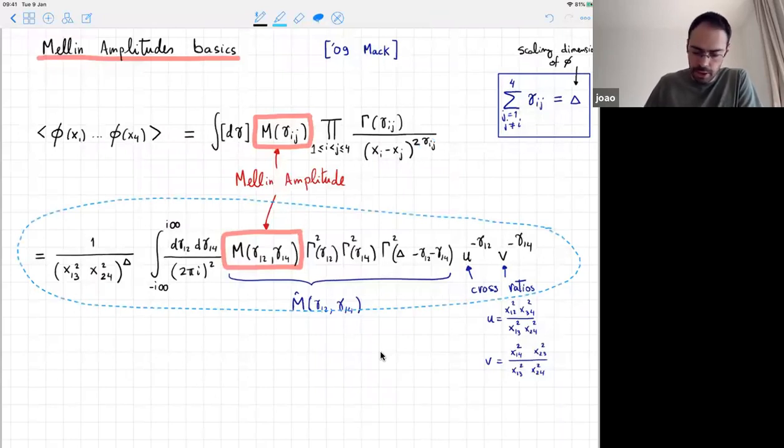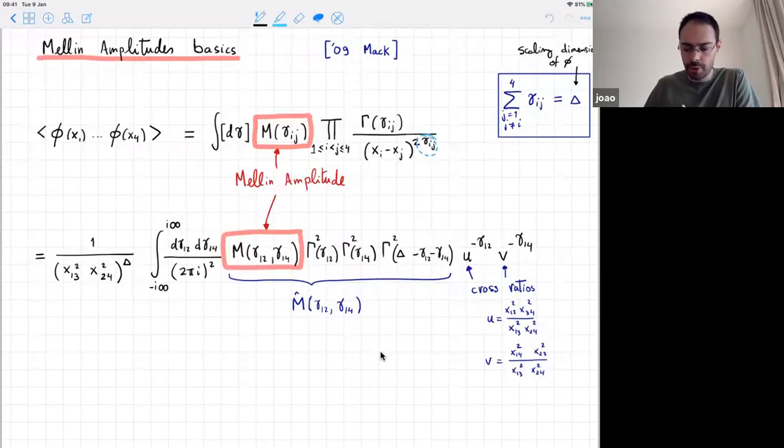Just a quick review. The starting point, you would have 6 Mellin variables because you have 6 distances between points, but conformal invariance imposes these 4 constraints, and therefore you only have 2 independent variables, and those are your integration variables, which I choose to be gamma 12 and gamma 14. Okay? And this was introduced by Mack in 2009.